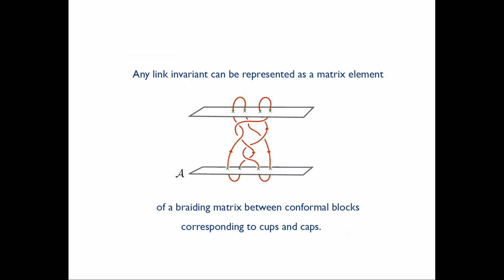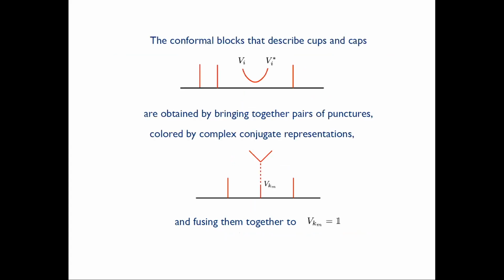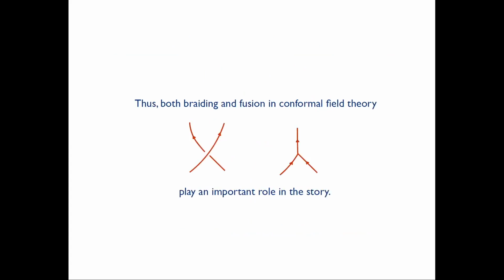You can get any link invariant as a matrix element of the braiding matrix between conformal blocks corresponding to a braid closure. Such conformal blocks are obtained by bringing together pairs of punctures, followed by complex conjugate representation, and letting them disappear. So both braiding and fusion in conformal field theory play an important role in getting those invariants.